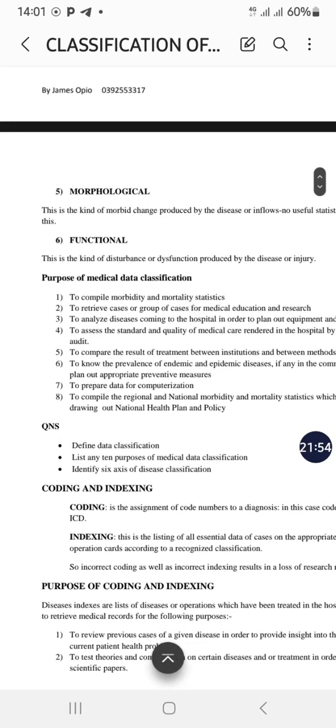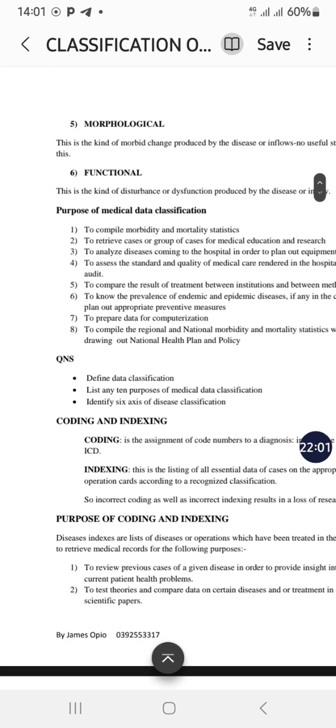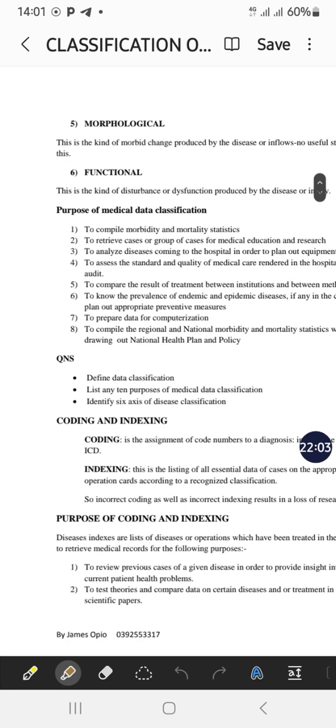This subheading, this particular part right here, is actually repeated. Please ignore that.